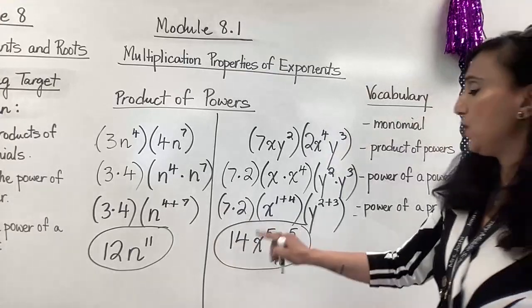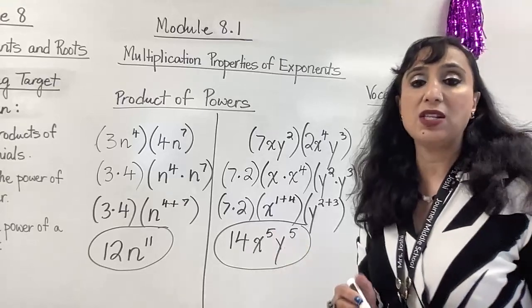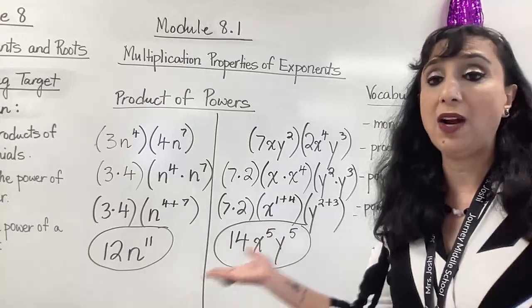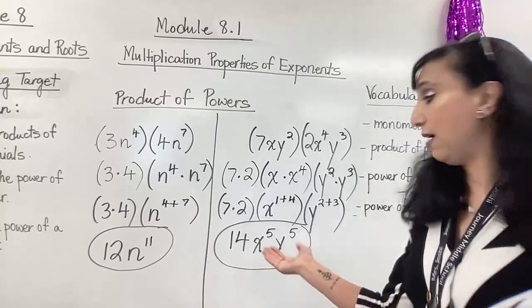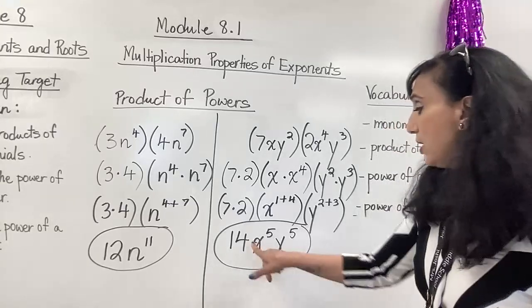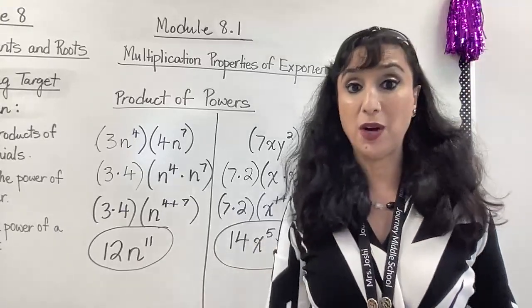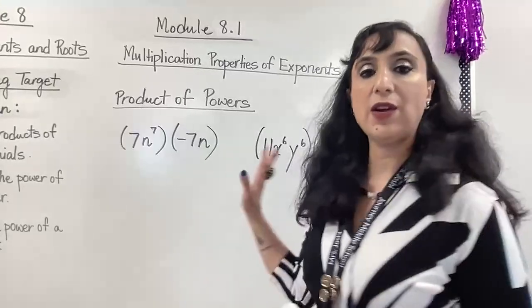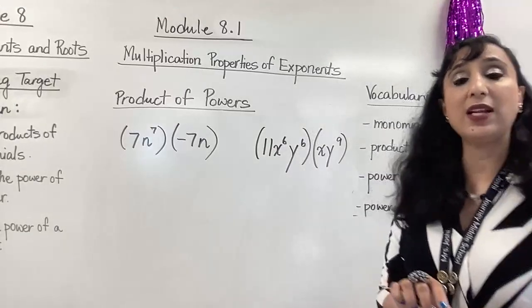Please note that you do not have to put the multiplication signs in the middle, because if it's saying 14x to the 5th power, y to the 5th power, that automatically means that multiplication is going on over here. So you don't have to put a dot or times over here, because this means multiplication. Okay, so this is what the product of powers property is. So here are 2 more problems just to practice this, and so let's look at this.